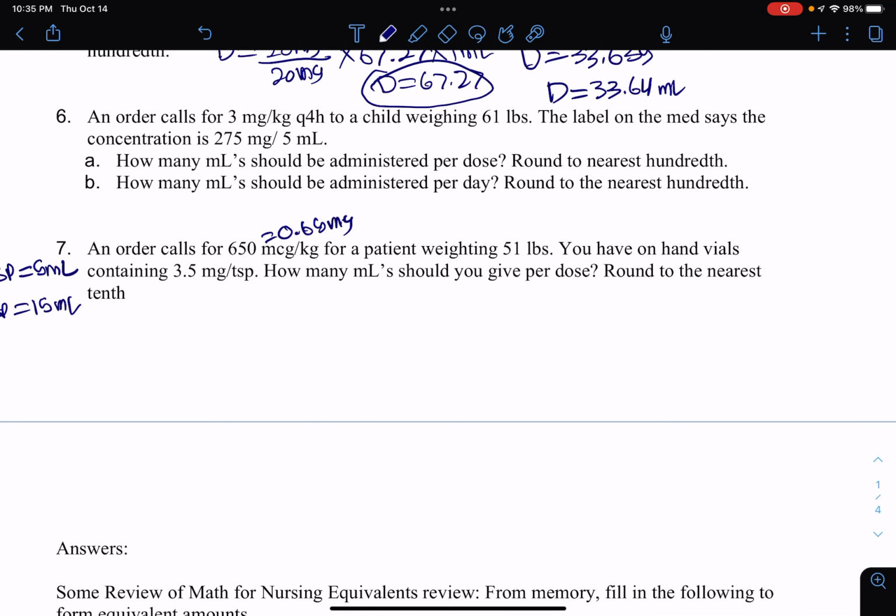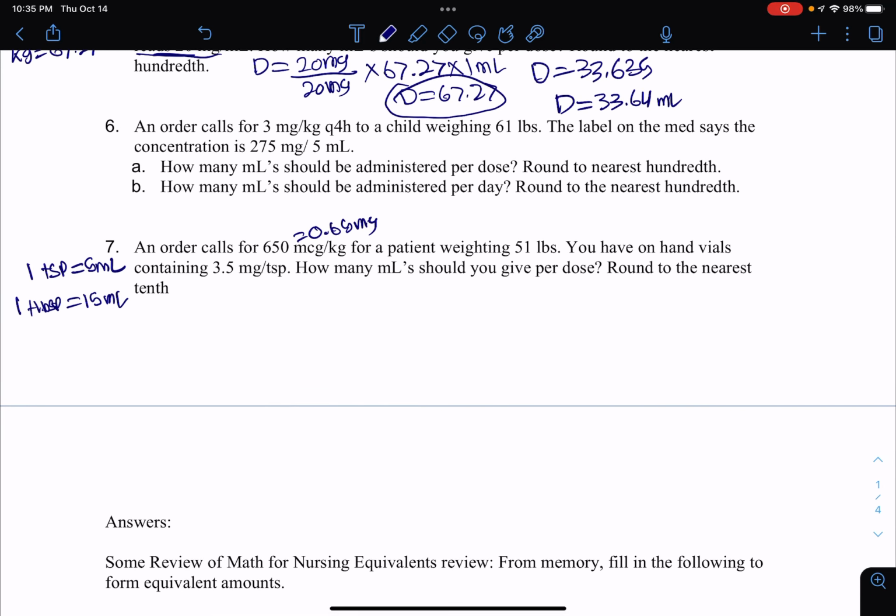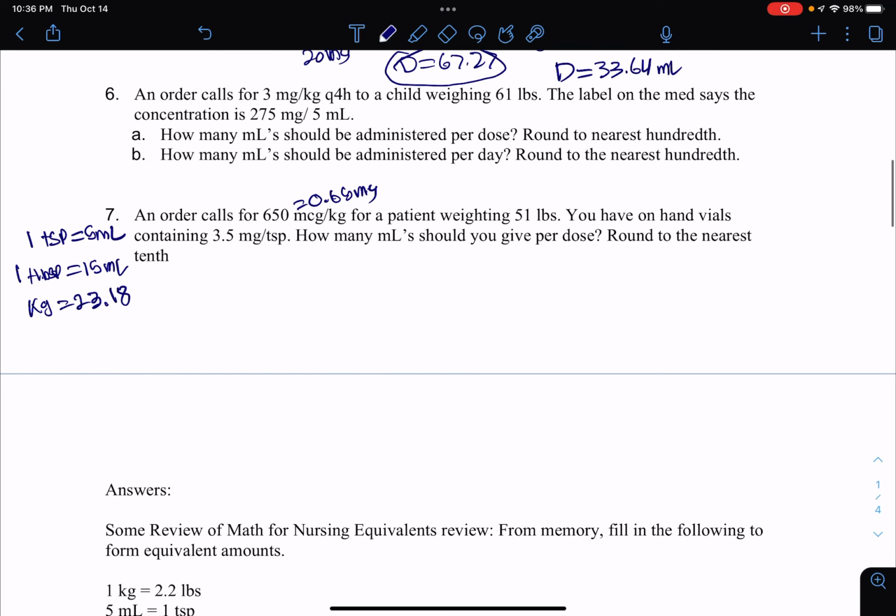We also have 51 pounds, so we're going to need to convert that. So 51 divided by 2.2 is 23.18. And we're good from there. So we're going to do the same setup again.